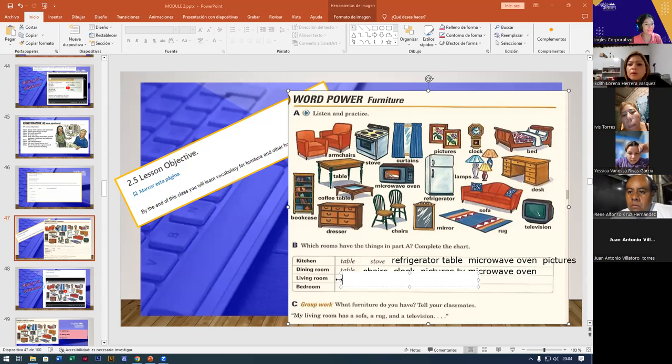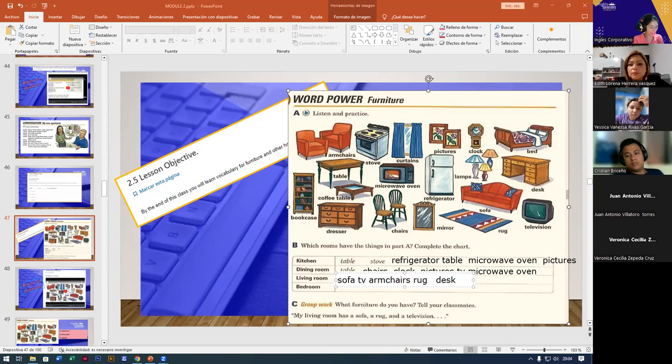What about the living room? Remember, the living room is the area where you watch TV. You relax in that area. Sofa. Television. Armchairs, yes. Bookcase, exactly. That's good. A rug. Lamp. Curtains. Desk. A clock, yes, that's true. Lamps. Pictures, yes. A coffee table, yes. Chairs, yes, chairs are necessary if you have people that visit your house, right? Lamps. Curtains. A fan. Pictures.